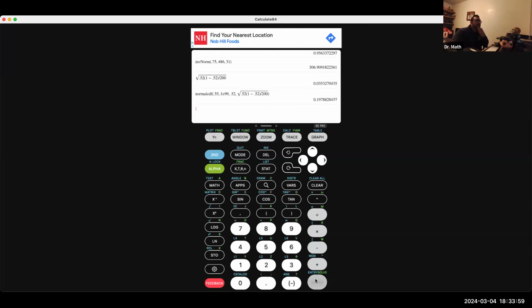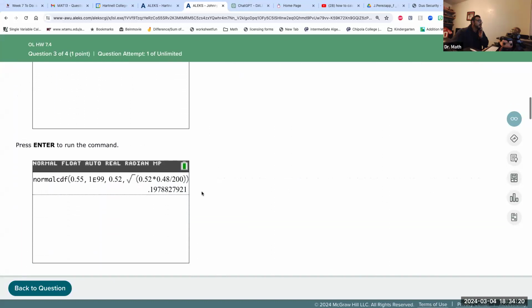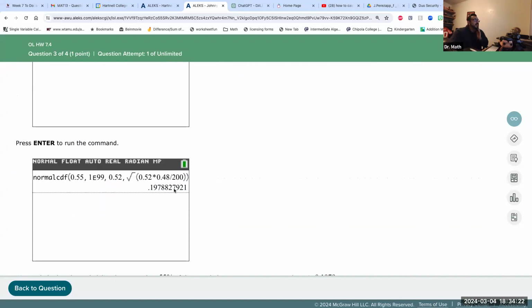So if you ever get an error, that just means you added a parenthesis or you're lacking a parenthesis, and it'll give you an error just in case that's happening to you. So we get 0.1979 if we round to 4 decimal places. So let's go back to our problem. And there you have it, 0.1979.